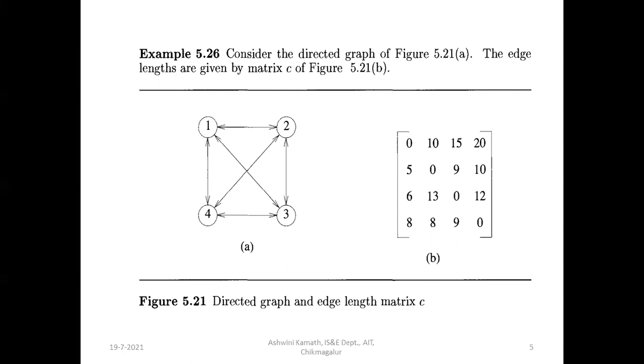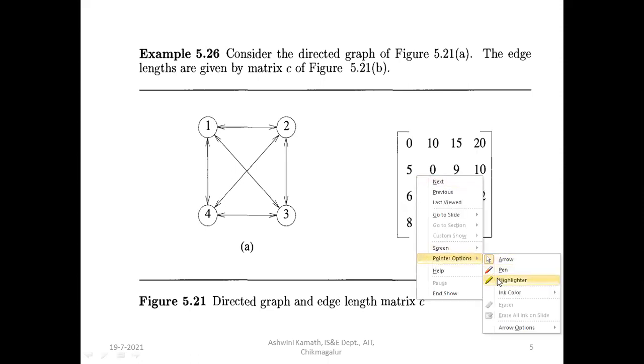If there is an edge between each pair of vertices, then only we can solve using the dynamic programming method. That is what we are going to discuss. The edge values are given in the matrix. 1 to 2 is 10, 1 to 3 is 15, 1 to 4 is 20. 5 to 1 is 2.